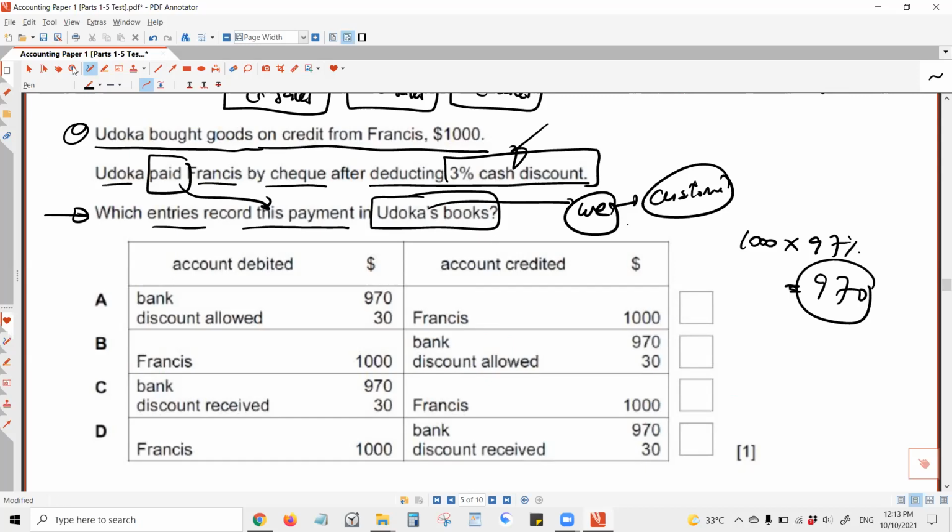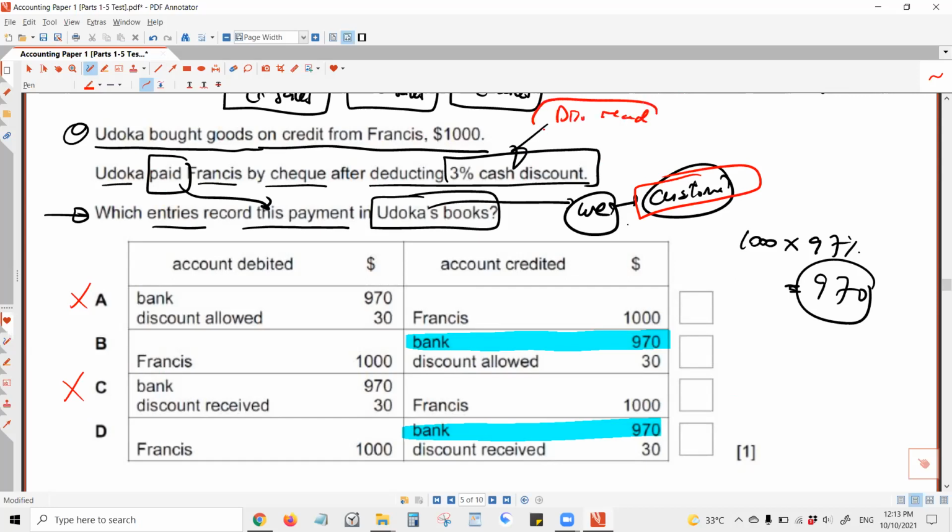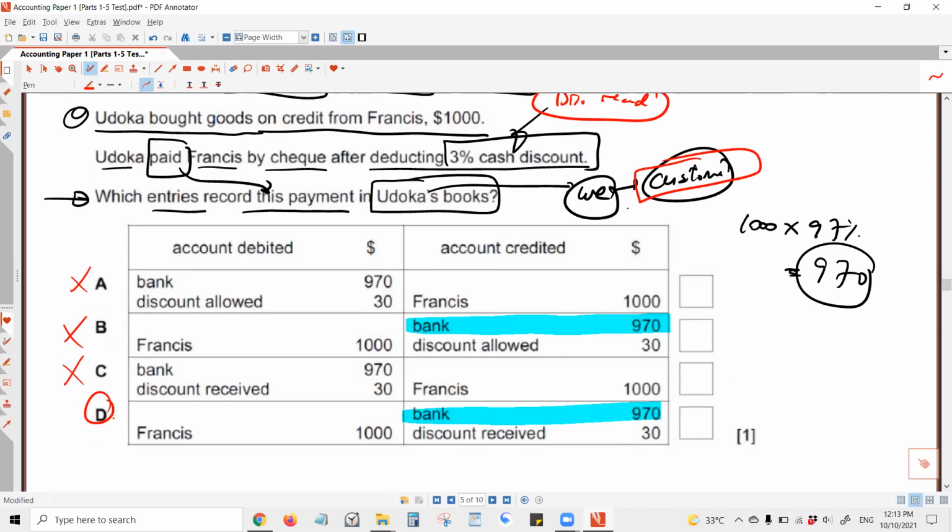By check. Now you can rule out some answers. We should credit bank 970, agree? Because you make payment with check. Now A and C are wrong. Next, we are customer, right? So the cash discount is known as discount received. Agree? B is not the answer. Answer is D.